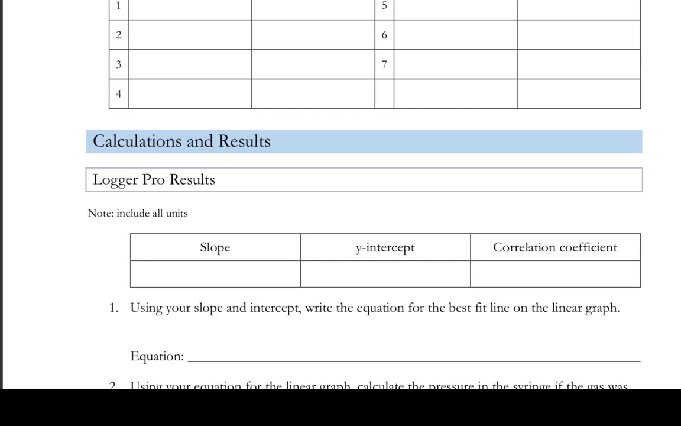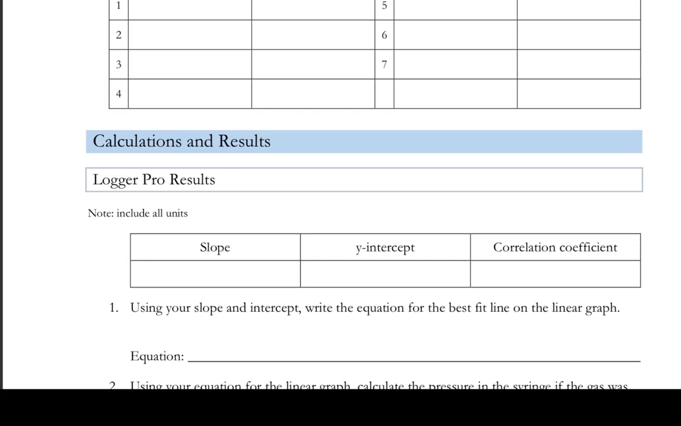But when we take the inverse of the volume and make a plot of pressure versus 1 over volume, we get a linear relationship, showing the inverse nature between pressure and volume.